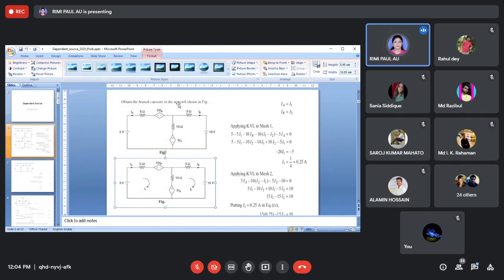Is it clear? Is there any doubt? Any zone? Zone 1, zone 2, zone 3, is there any doubt? Am I properly audible? Okay. So solve this problem and tell me what is the node voltage.